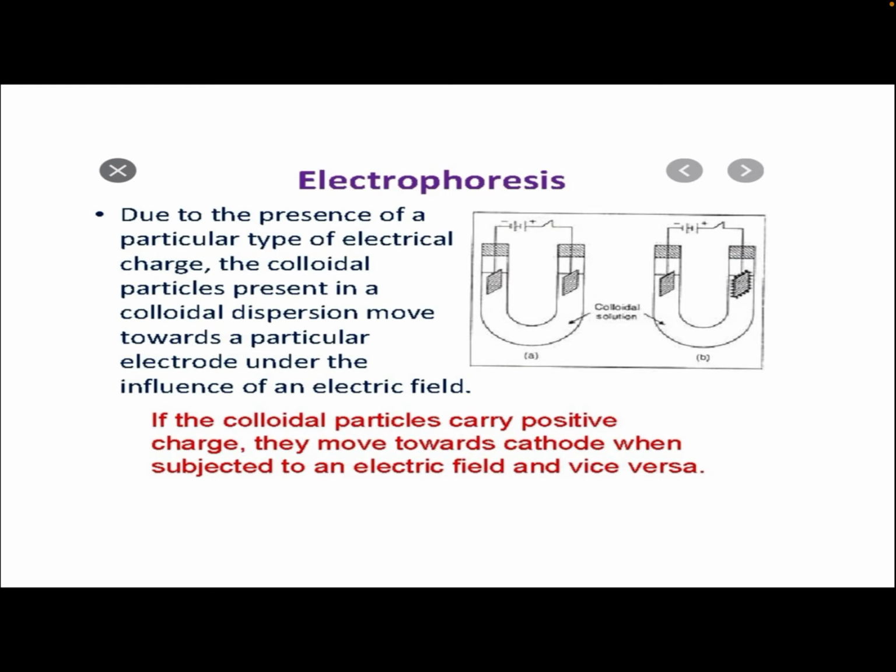Here is a diagram showing electrophoresis. In this way positive and negative ions are there, and the colloidal solution is taken and electricity is passed, and the negatively charged particles move towards the anode and the positively charged particles move towards the cathode.